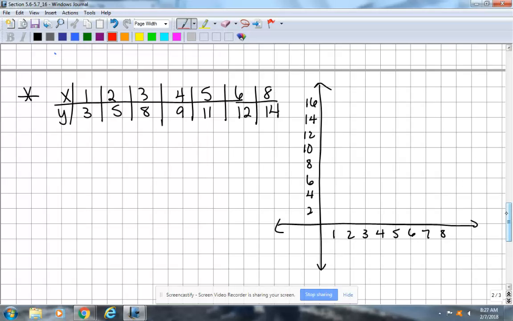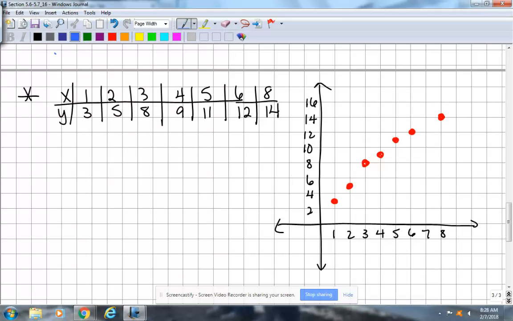Yes, if you're confident in yourself, go ahead and do it. Because we're going to do those on our own. I'm just going to graph real quick. So 1, 3. About right there. 2, 5. So those odd numbers, if you're going up the y's, you need to make sure you're going halfway. 3, 8. 4, 9. 5, 11. 6, 12. 8, 14. Oh, it skips that one.